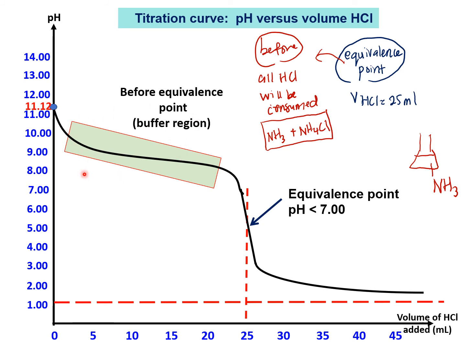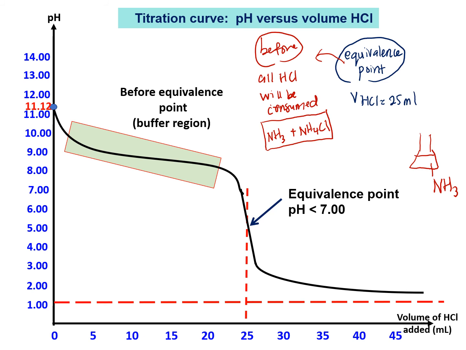Okay, and let me tell you, kita punya buffer region tak semestinya dia akan berlaku before equivalent point. Boleh juga dia berlaku after equivalent point. Macam mana awak nak tentukan? Awak kena analyse macam ni. Kiranya before, apa yang tinggal? Apa yang ada dekat dalam kita punya conical flask? So, macam yang ni, before, dekat dalam conical flask kita, ada NH3 dan garam. HCl tak ada. Jadi, pada masa dan ketika inilah yang kita akan ada buffer region.